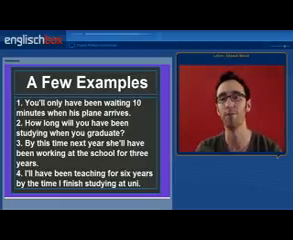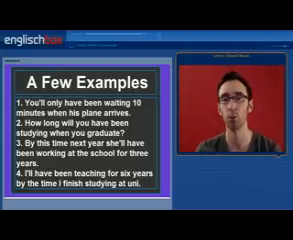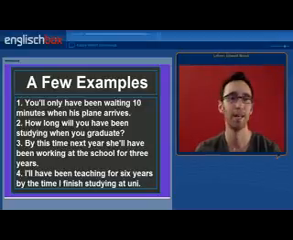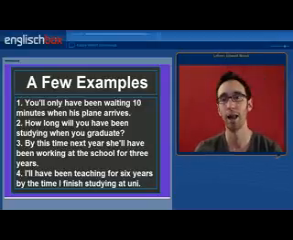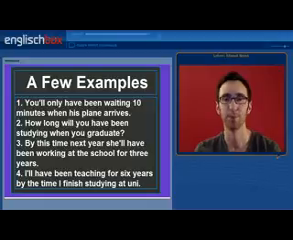Number 2, you have a question. How long will you have been studying when you graduate? Again, you have the time clause in the present simple. Number 3, by this time next year, she'll have been working at the school for 3 years. So this time the time clause is introduced with by this time next year. And finally, number 4, I'll have been teaching for 6 years by the time I finish studying at uni. So again, the time clause in present simple.